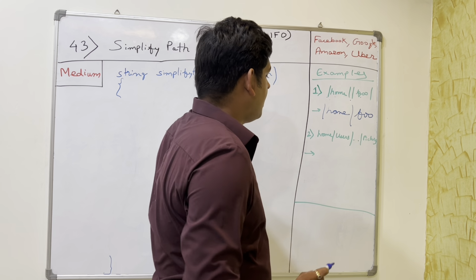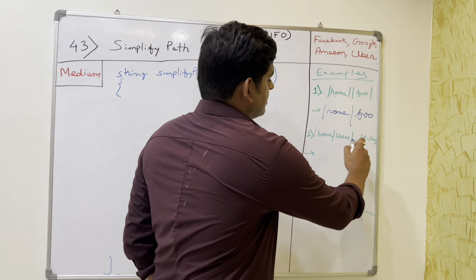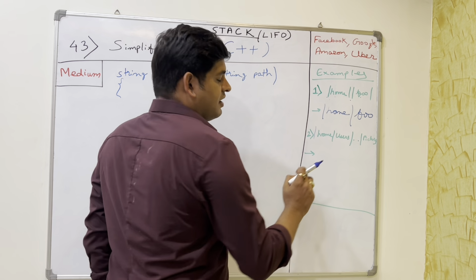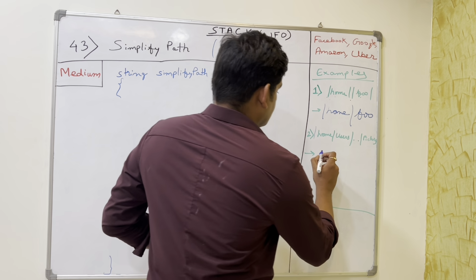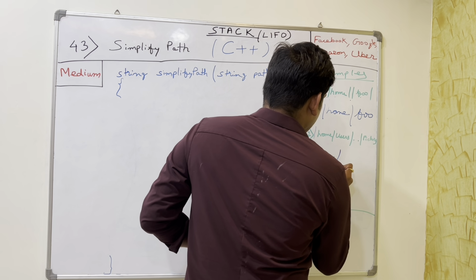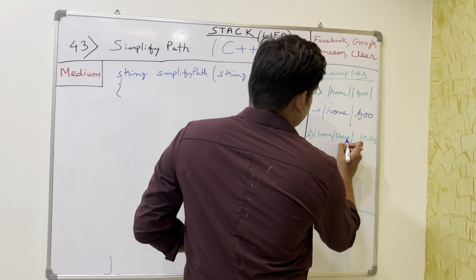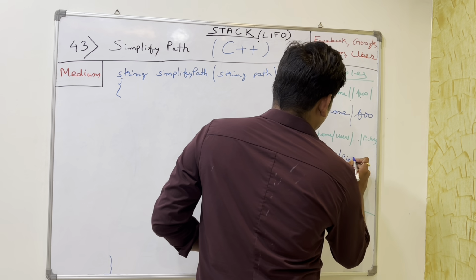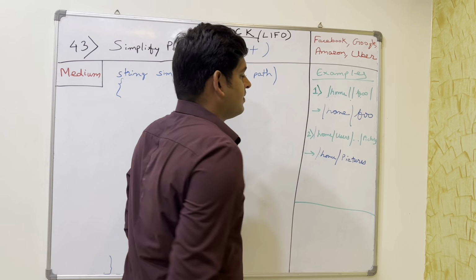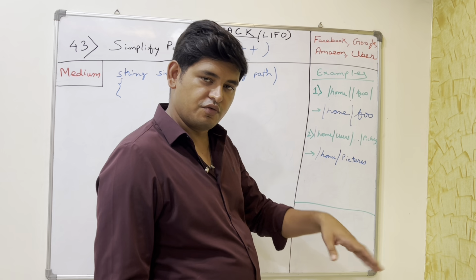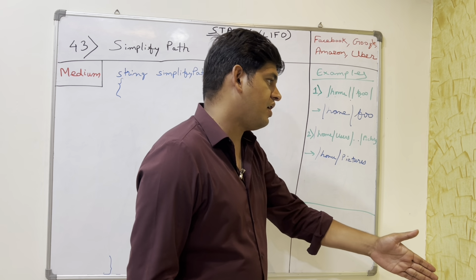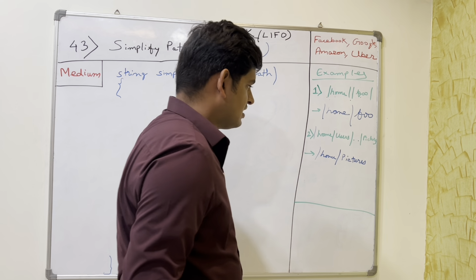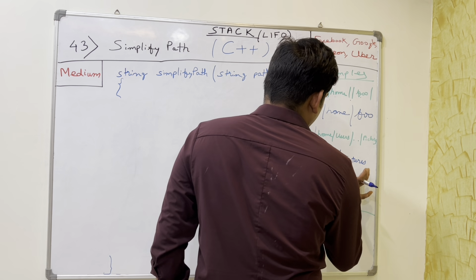In the second example, we have slash home slash user slash dot dot slash picture. We know that dot dot means we go to the previous folder, right? So for this one, our answer will be slash home slash pictures. From home we go to the user folder, then we again go back to the home folder and then we go to the pictures folder, if it exists. So this would be the absolute canonical path.